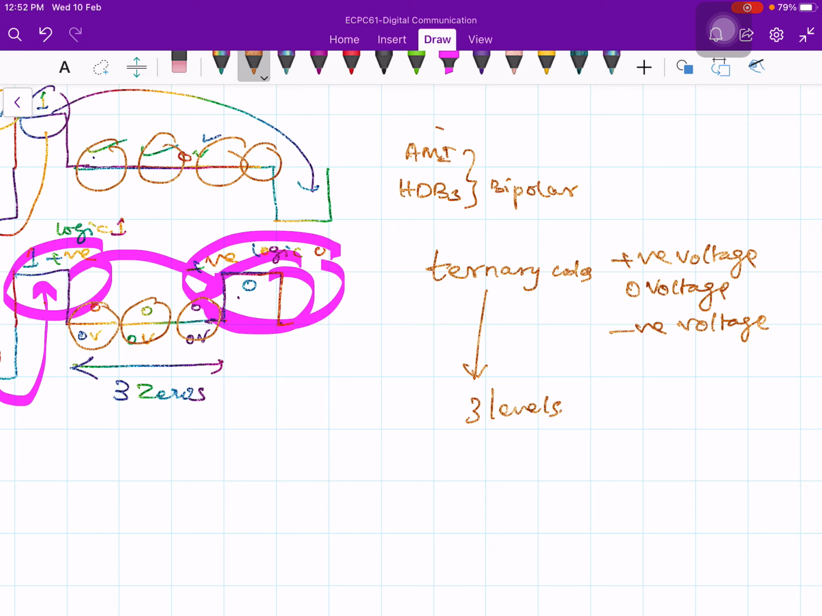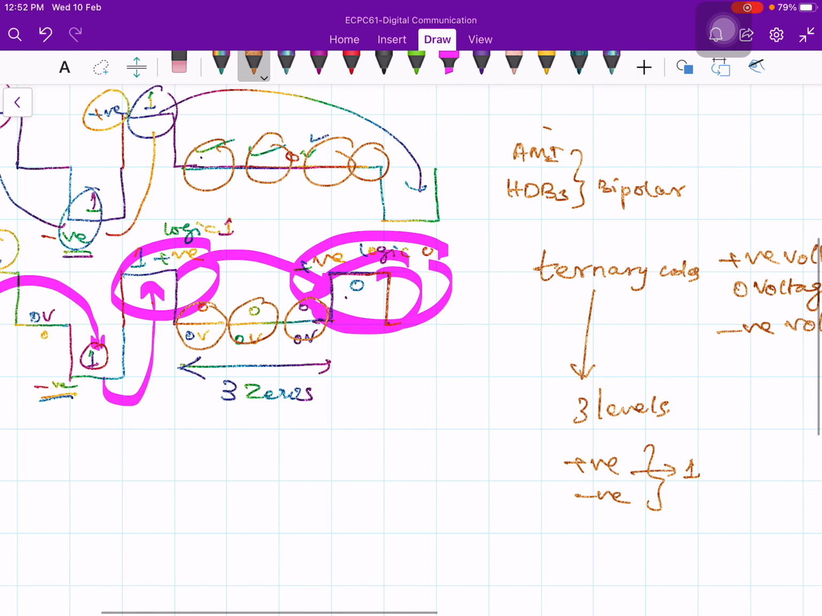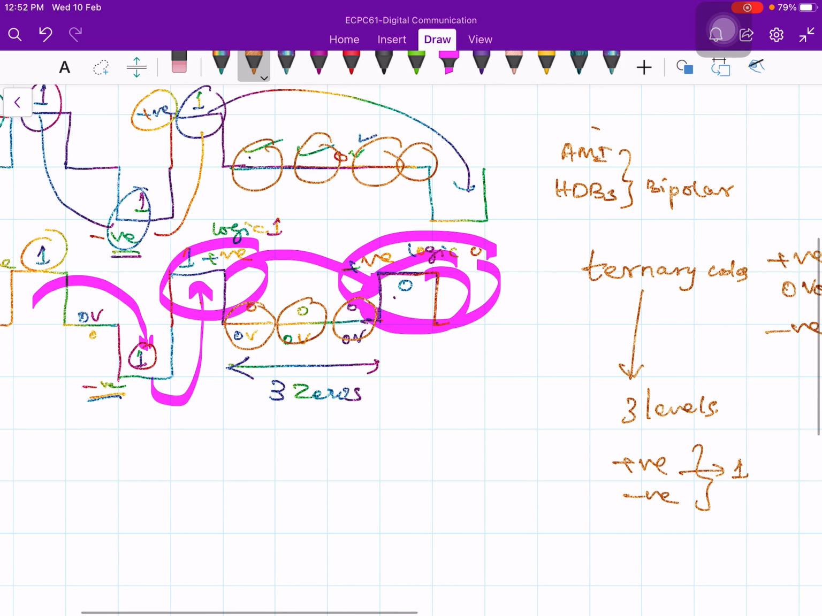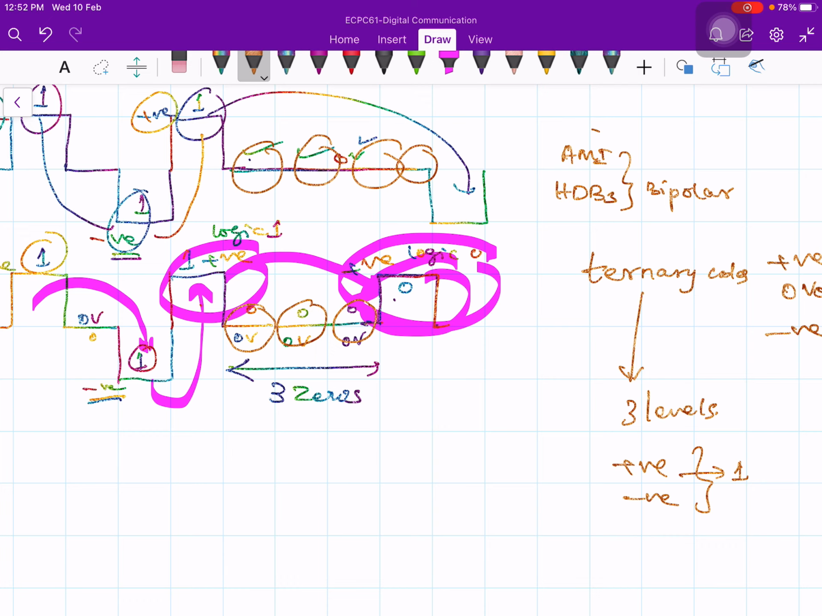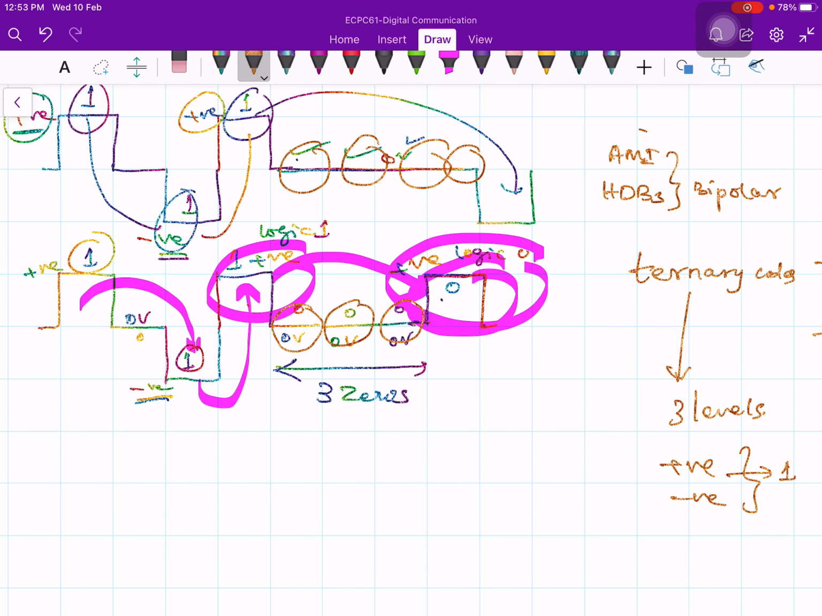In both these codes, a one is represented by either positive voltage or negative voltage. Positive and negative voltage denote the 1. Positive and negative levels are not representing ones and zeros in the HDB code; both positive and negative represent ones, and zeros are represented by a 0 voltage level in both these codes. But there is only one difference.